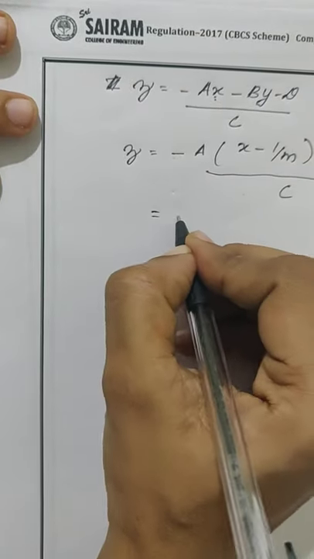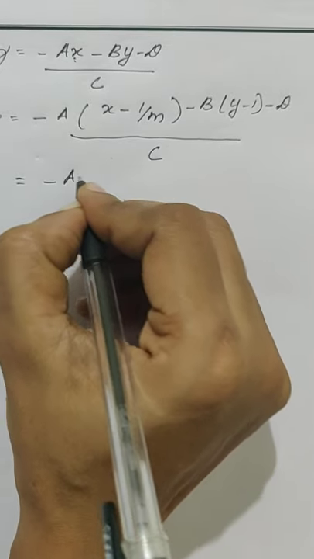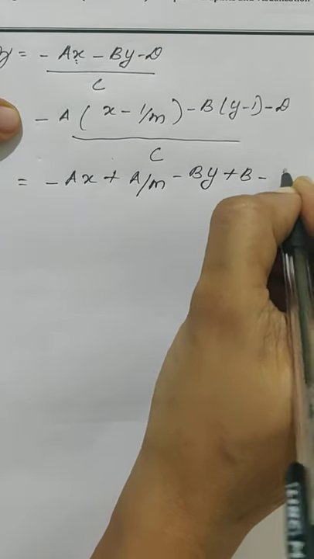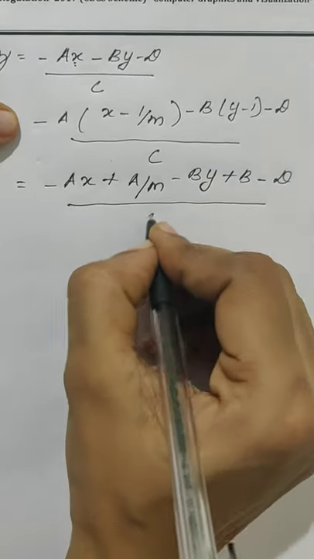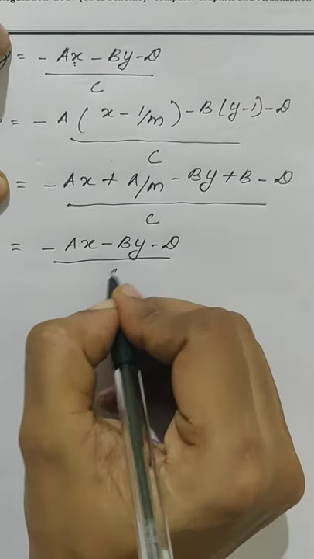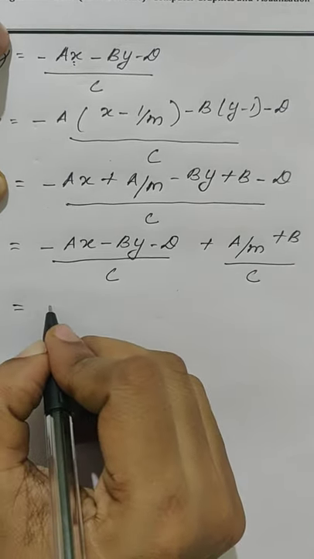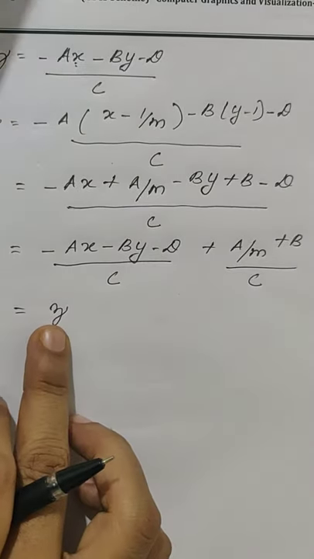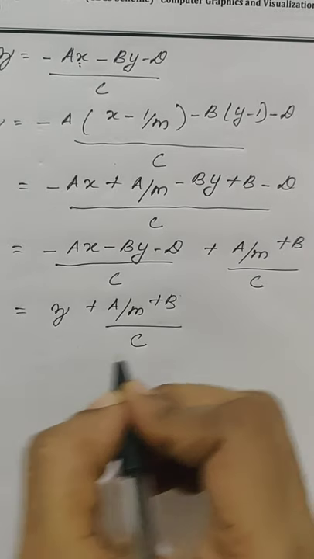Now you can write this, which is equal to minus a x plus a by m minus b y plus b minus d, by c. From this I can write minus a x minus b y minus d by c plus a by m plus b by c. So which is equal to, this is my set, right, which we have done in the first step, minus a x minus b y minus d by c. So I'll write my set plus a by m plus b by c, right?